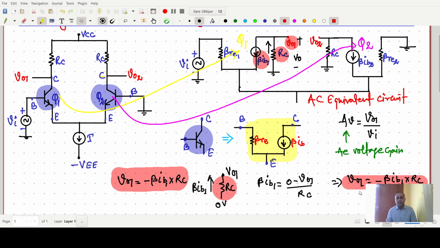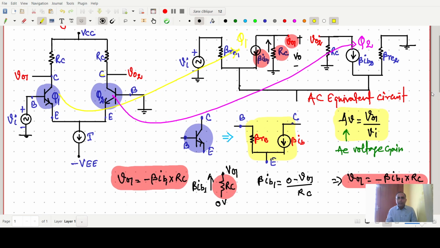Now V naught 1 is available. If we find IB1 as a function of input Vi, then we can easily find the value of this gain, because now we have V naught 1 as a function of IB1. For this purpose, we have assumed that both transistors are matched. I am writing here Q1, in a different color so it will be more visible.